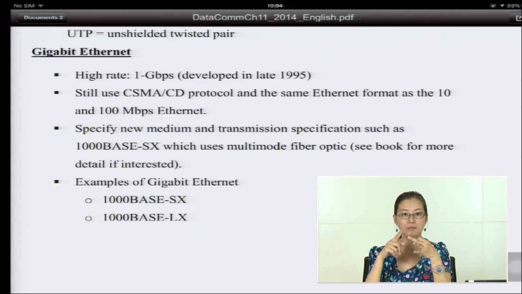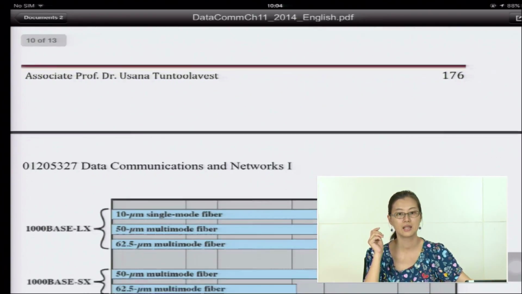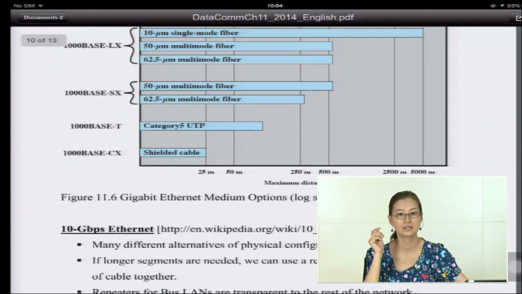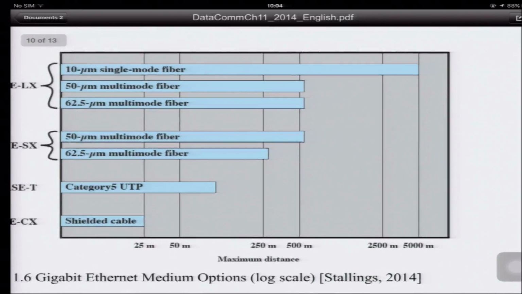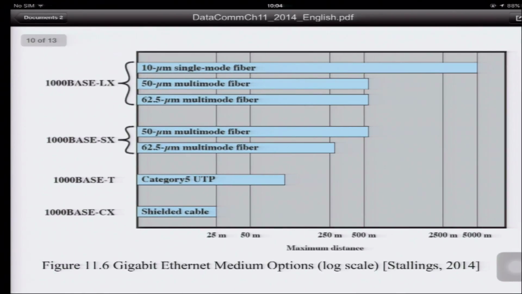There are examples. Other than the 1000 base SX, there's also 1000 base LX. And this is the standard. You can see that for the LX, this is like long distance. So 1000 base LX, you use single mode fiber, or multi-mode fiber. If you use single mode fiber, you can go up to 5 kilometers. If you use multi-mode fiber for LX, you can go up to about 500 meters.